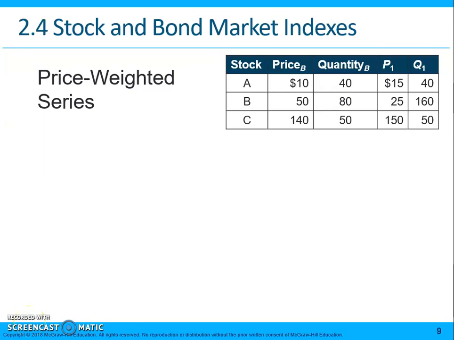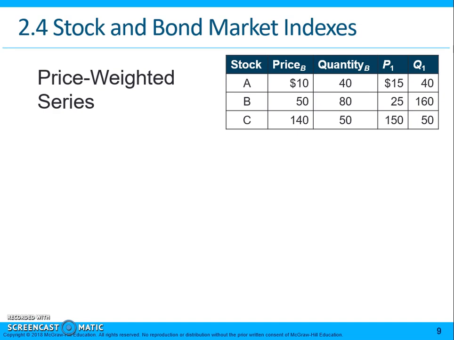Okay, in this lecture, we're going to talk about calculating the values of indexes, returns, and so forth. The price weighted index is probably the most complicated type of index because if a stock splits, you have to adjust the denominator to reflect that.